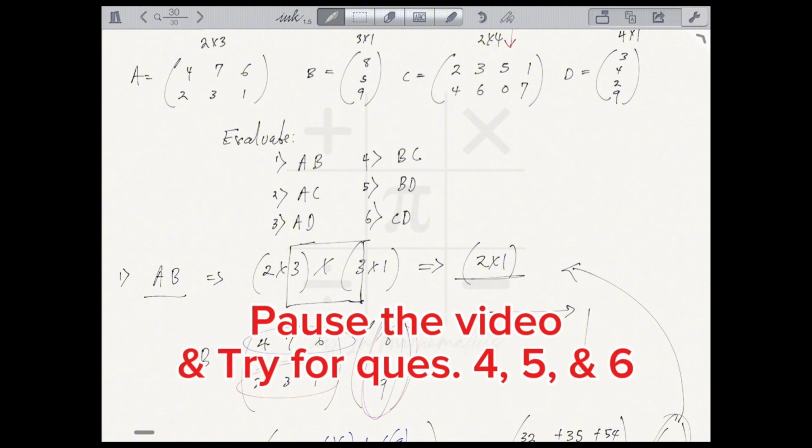Or you can pause the video right away now and try questions 4, 5, 6. Which is possible, which is not possible. And if it's possible, you go ahead and solve it. Right, you can pause the video and we'll continue over here.